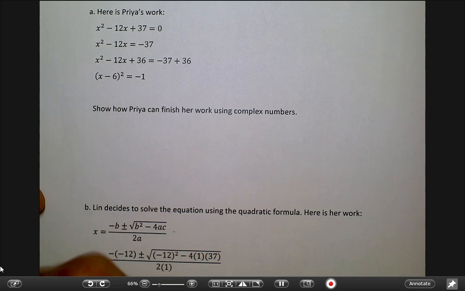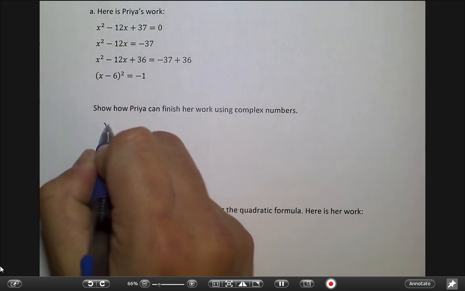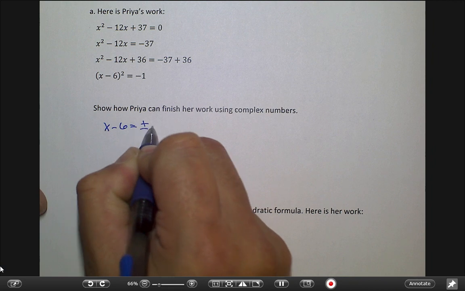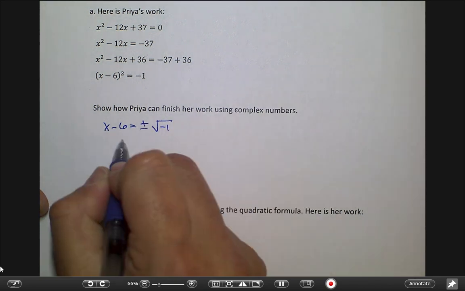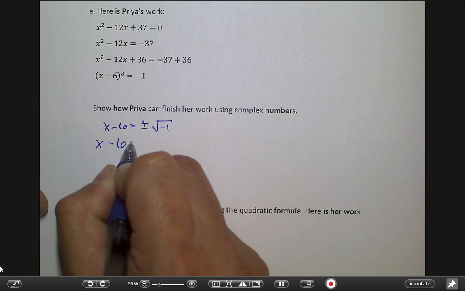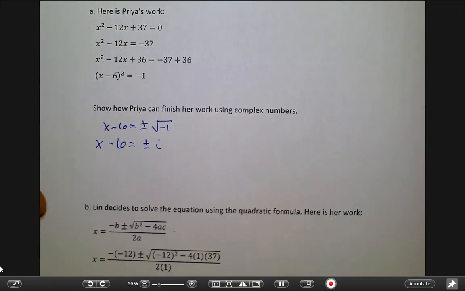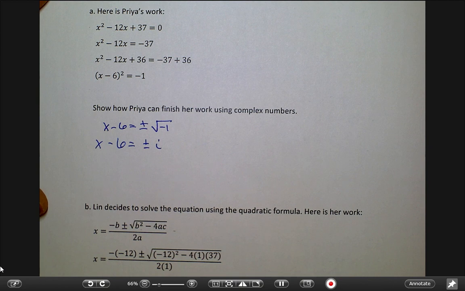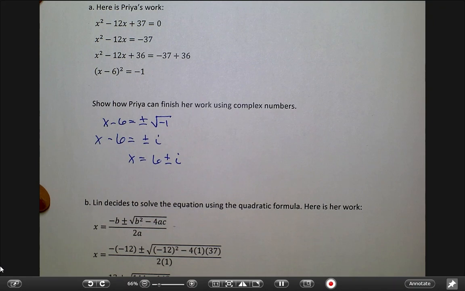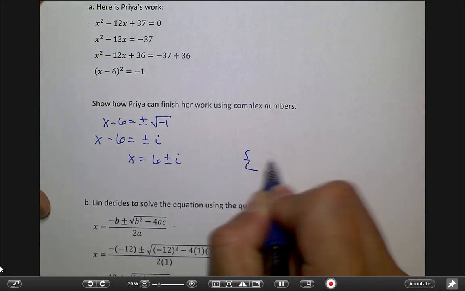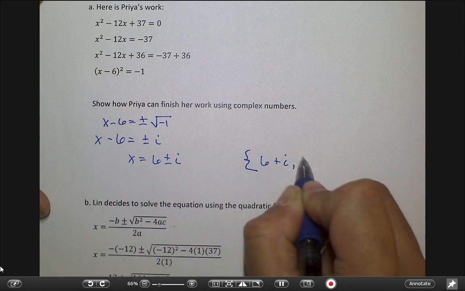What would I do to undo my square? Square root. So now it's going to be x minus 6 equals plus or minus the square root of -1. And we know that the square root of -1 is I, right? Come on, you guys. So we have I. So it's going to be x minus 6 equals plus or minus I. Now to get x by itself, I'm going to add 6. X equals 6 plus or minus I. So my two solutions is going to be 6 plus I, 6 minus I.